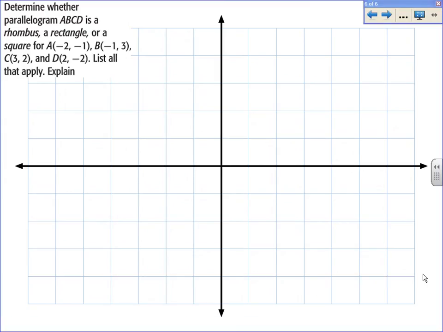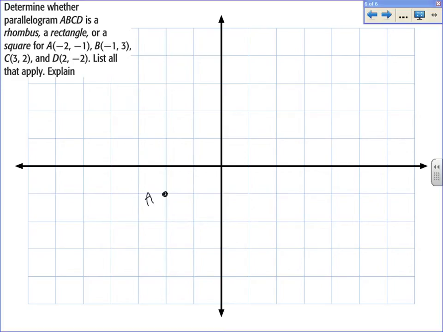In this example, I'm asked to use coordinates to determine whether this parallelogram, ABCD, is a rhombus, a rectangle, or a square. First thing you have to do is graph the coordinates. A is at -2, -1. Now remember, you have to run before you jump. So starting at the origin, count left 2, down 1. Here's point A.